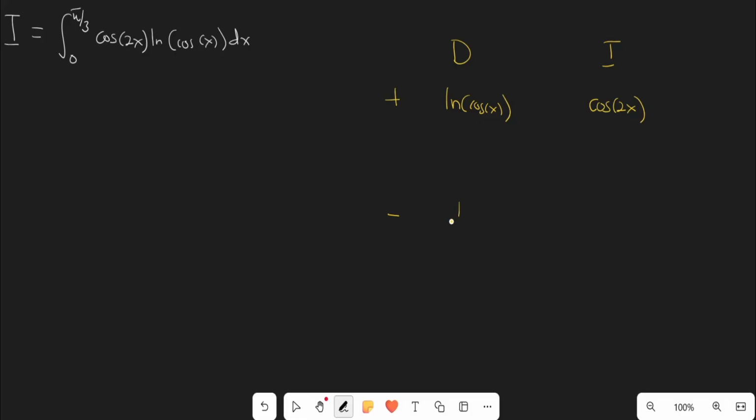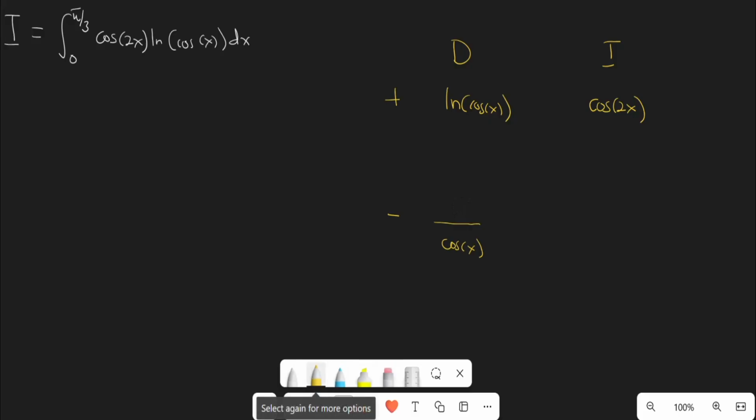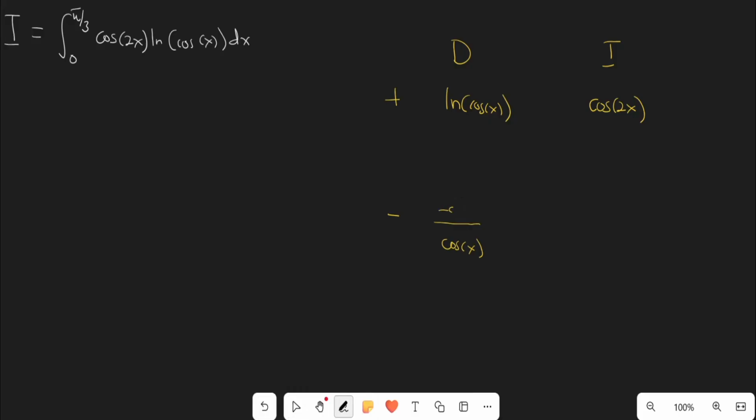So we take 1 all over what is inside the ln, which is the cosine of x. Then we differentiate what is in the ln and we multiply by it. So differentiating cosine of x is going to be negative sine of x. So I'm just going to clean this one and write negative sine of x. So differentiating the ln of the cosine of x is going to be negative sine of x over cosine of x.